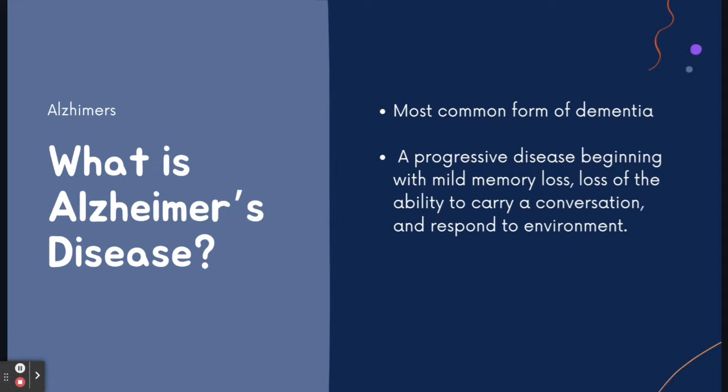Our presentation is on Alzheimer's disease, causes and symptoms, and keratin structure and functions. What is Alzheimer's disease? Alzheimer's disease is a progressive neurologic disorder beginning with mild memory loss and possibly leading to loss of the ability to carry on a conversation and respond to the environment. Alzheimer's disease is the most common cause of dementia and is a continuous decline of brain functioning, behavior, and social skills.